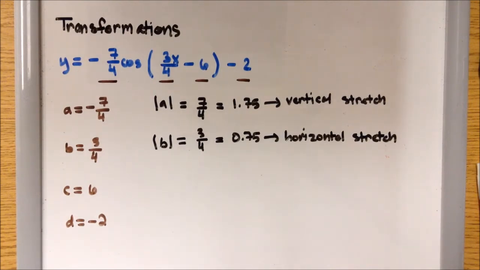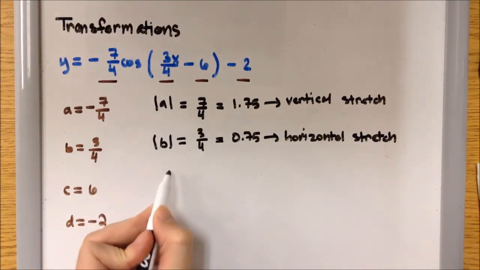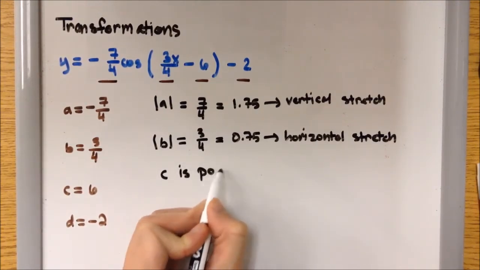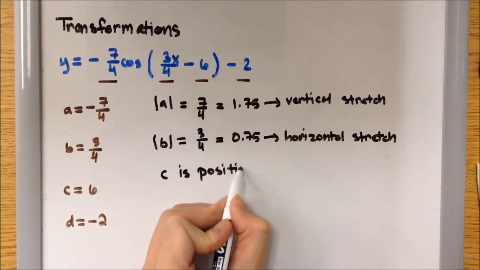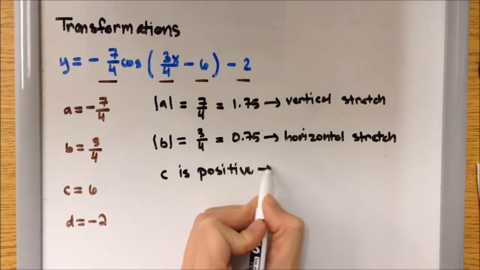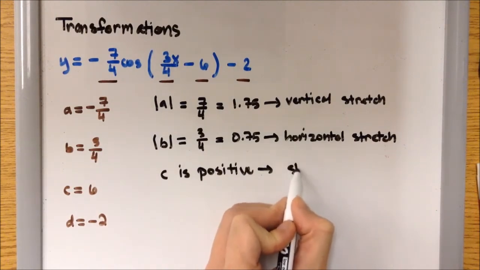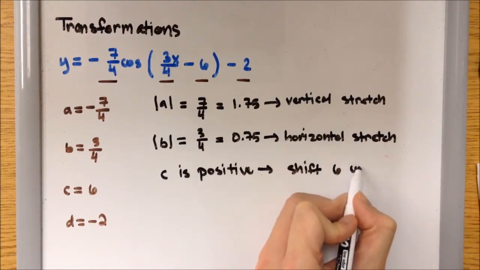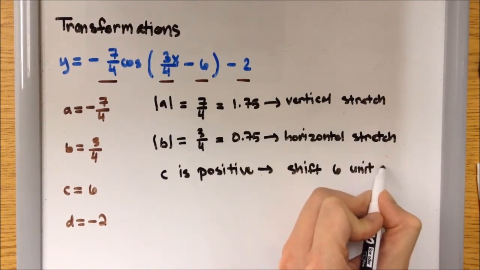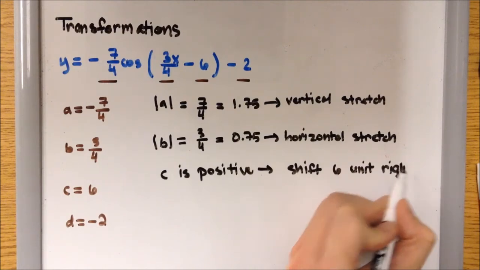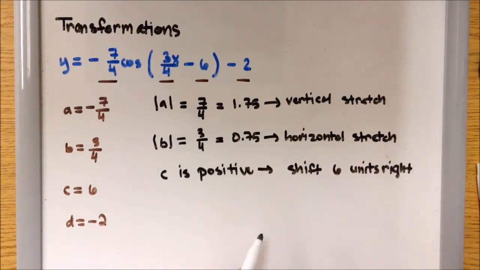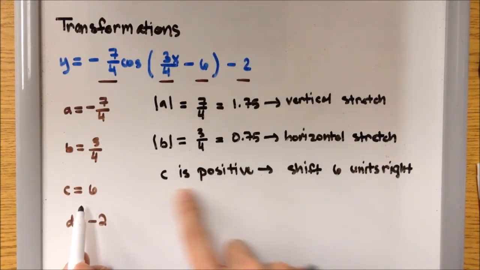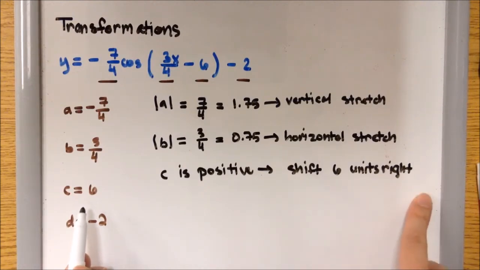Alright, so let's take a look at the C value. After you write down the C value and take the opposite sign, since it's positive, it shifts 6 units to the right. So since C is positive, after I pull out the C value and take the opposite sign, it shifts 6 units to the right.